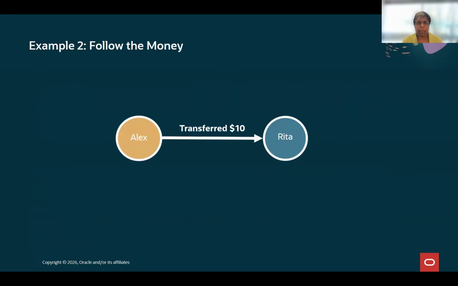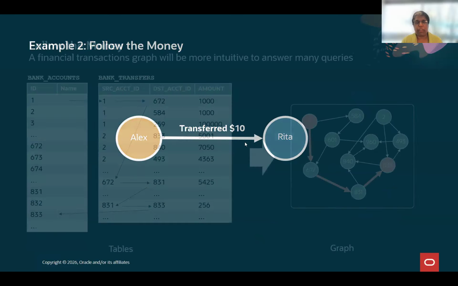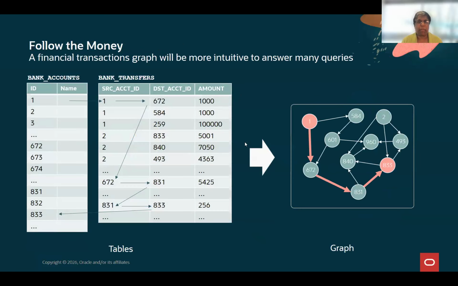So let's look at another example of why graphs are intuitive for solving some kinds of problems. Let's look at bank accounts and money transfers between bank accounts. Here, let's say Alex is transferring $10 to Rita, and that would be the graph representation of this. Typically, these transactions would be represented in tables. You would have the bank accounts table, and then a table capturing that an account has transferred money to another account. You see here that account 1 has transferred money to 672, and account 672 is transferring money to 831, and so on.